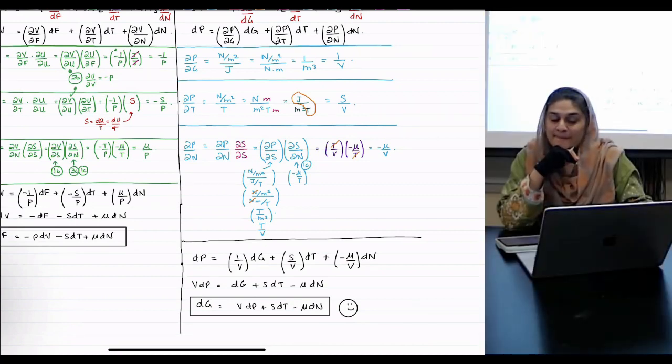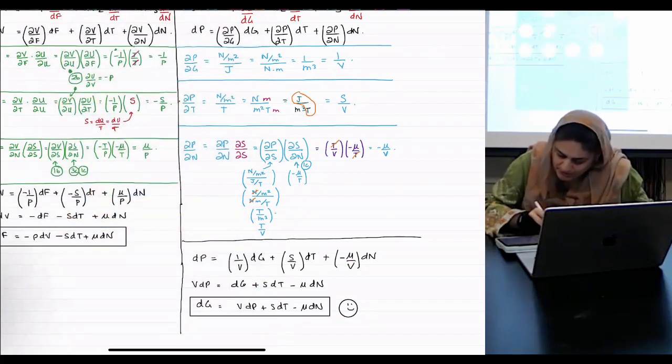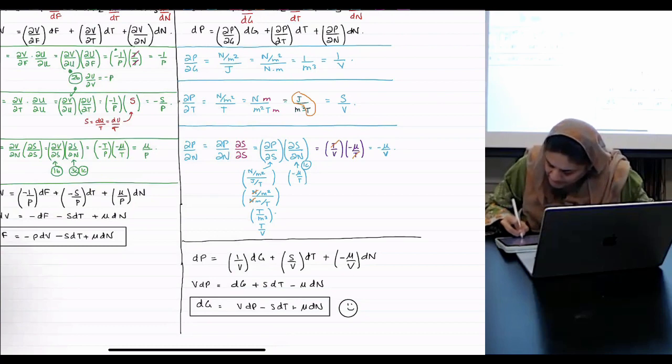How are you moving V dP without the sign switching? Okay, actually, this is negative, so we'll have to flip everything else too. Yeah, S dT will become negative, this will become negative, and mu then becomes positive.